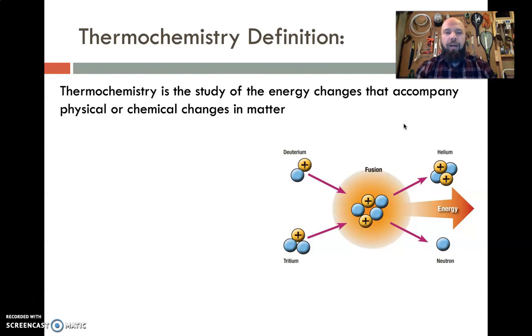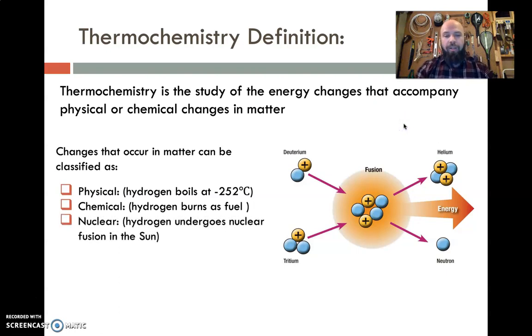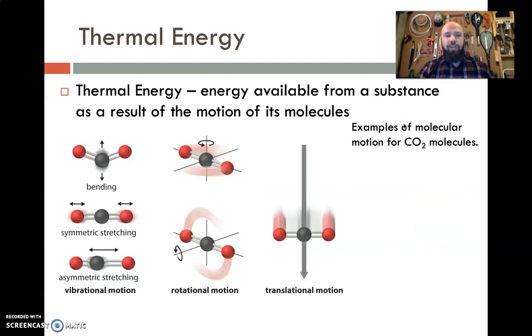Thermochemistry is the study of the energy changes that accompany a physical or chemical reaction. There are physical reactions, which could be a change of state, chemical reactions, an example here is hydrogen burning, or you can have nuclear reactions, which we're going to look at in more detail in future lessons. All of these are accompanied with some sort of change in energy. Now, energy is changed by some sort of external force or some sort of chemical reaction, but we've got to define what energy is.